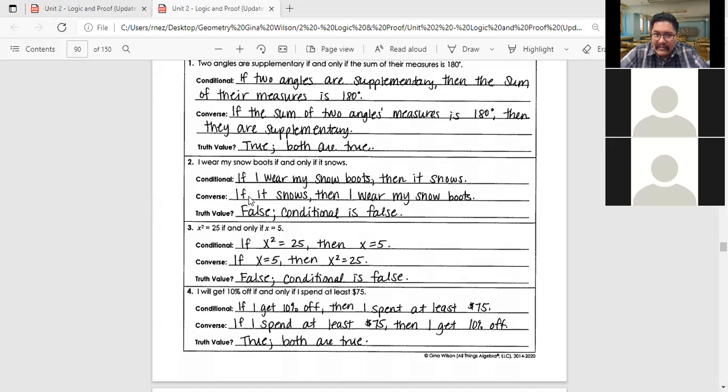But the second one makes a lot more sense, because if it snows, you look outside, oh no, it's snowing. I don't want my good shoes to get wet, or I don't want to get snow on my foot. Then I wear my snow boots. Okay, that makes sense. What doesn't make sense, and that's why they call the conditional false here, is that it says if I wear my snow boots, then it snows, right?